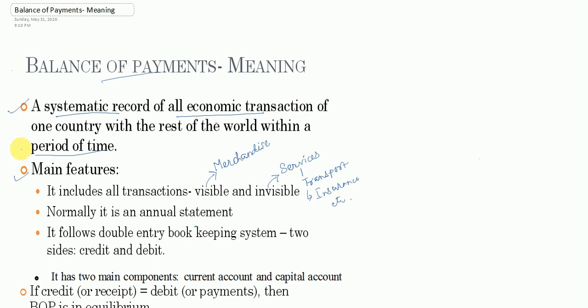Then it is an annual statement. Normally it is prepared for 1 year, but for getting a clearer economic scenario of a country, it is prepared quarterly also. Then it follows double entry bookkeeping system, so it is a systematic record. It has two sides. One is credit and another is debit. Credit means receipts and debit means payments.